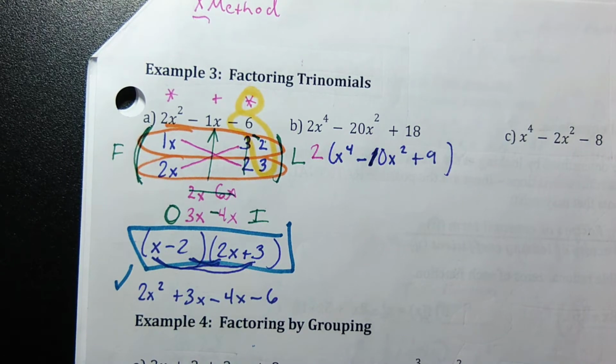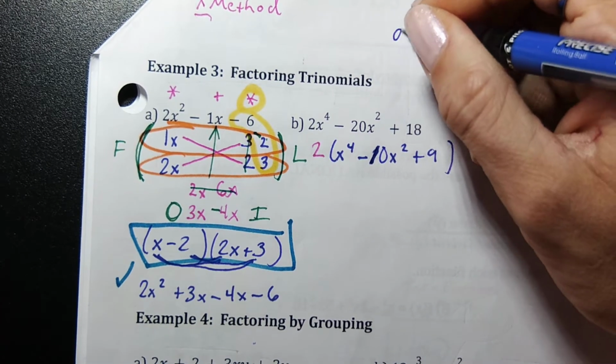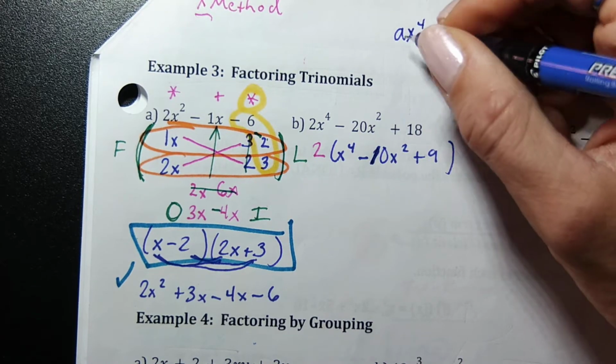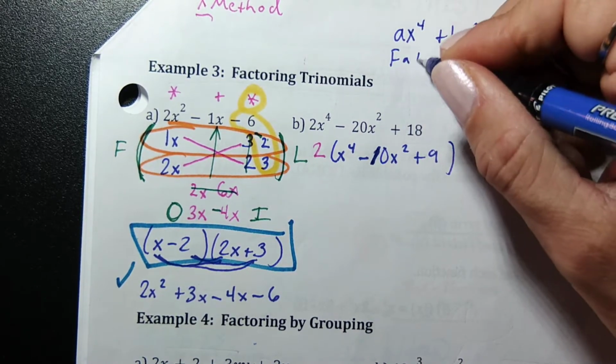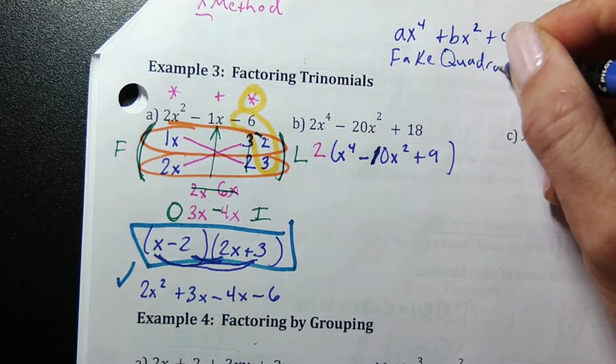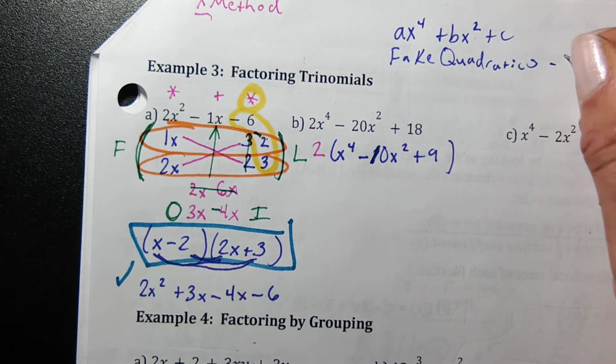Now, my name for these that have a power of 4, a power of 2, and then a constant, ax to the 4th plus bx squared plus c, I call these fake quadratics. They're not actual quadratics. It's not ax squared plus bx plus c, but we can still deal with them a lot like we do with regular quadratics. Can't use the quadratic formula on them, but we can factor them using the x method.